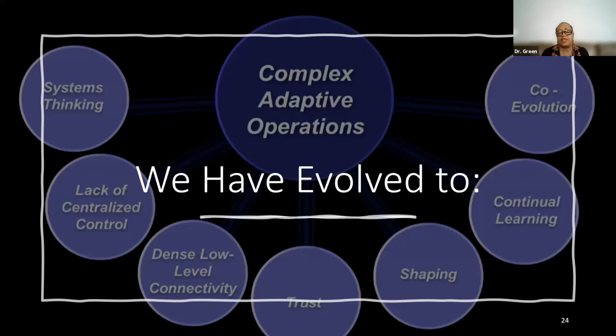We're not centralized anymore. A dense, low level of connectivity. Again, we want to get back to that where we're tightly cohesive and loosely coupled. We've got to engage trust in our system somehow. We've got to shape it with the structures, continual learning, and also we have to have coevolution of all of these things that we're talking about.